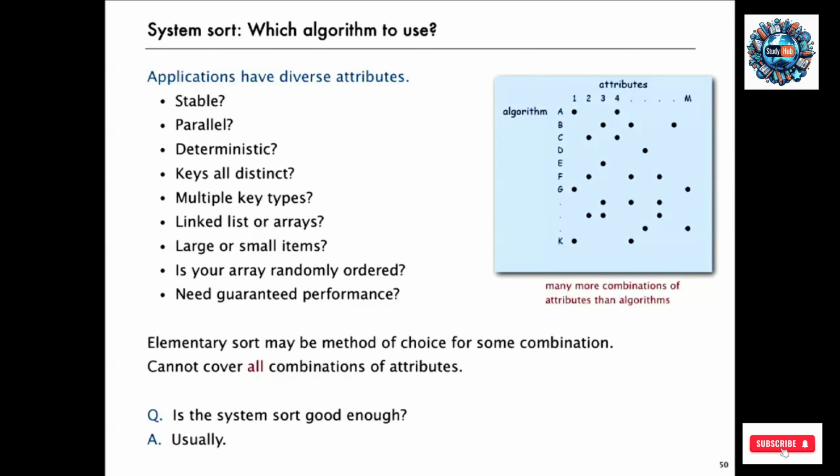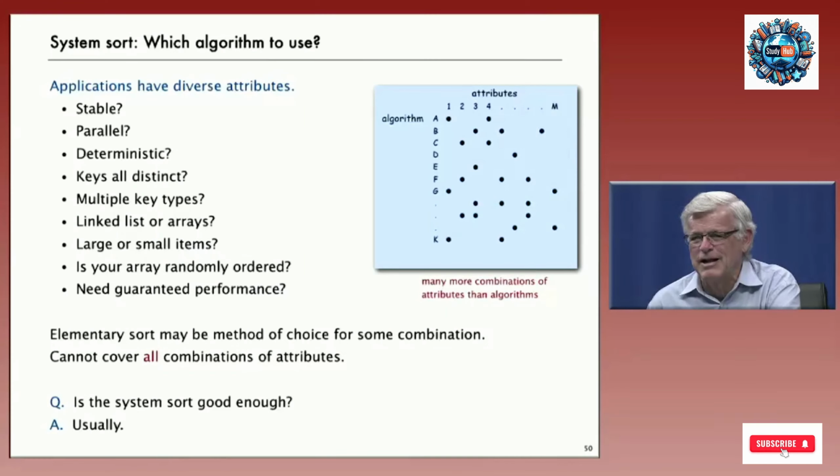So there are going to be situations that require an understanding of what it takes to engineer a sort method that's appropriate for your application. There can't be a system sort out there that's going to cover all possible combinations of attributes. Now, usually it's going to be good enough, but it's definitely worthwhile to understand what's going on with different sorting algorithms in order to even find improved performance over the system sort.